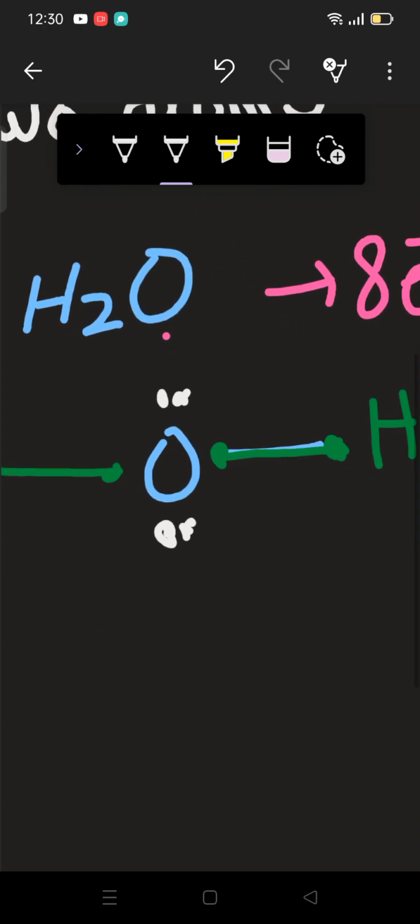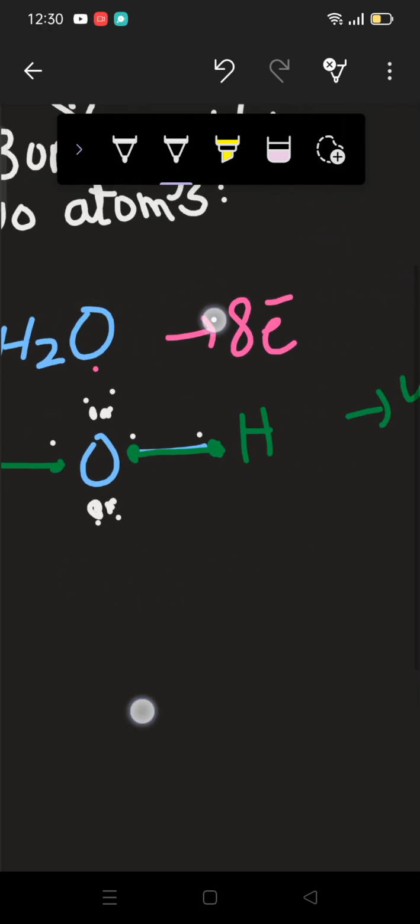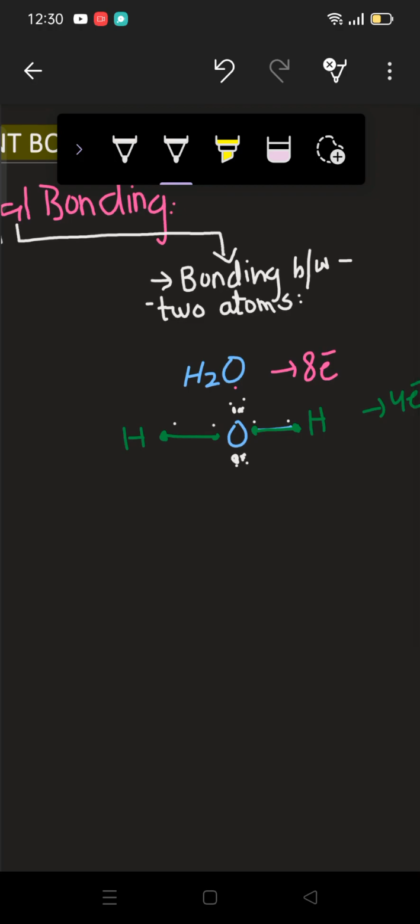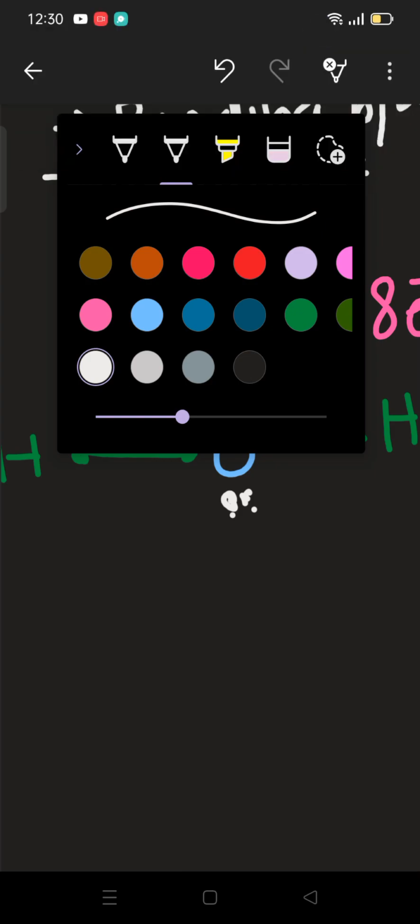Let's count the electrons: 1, 2, 3, 4, 5, 6, 7, 8. Oxygen is complete, and here 1, 2 complete, 1, 2 complete. So this is an H2O structure, right? Here basically they share the electron, right?